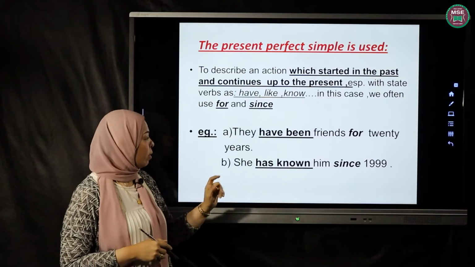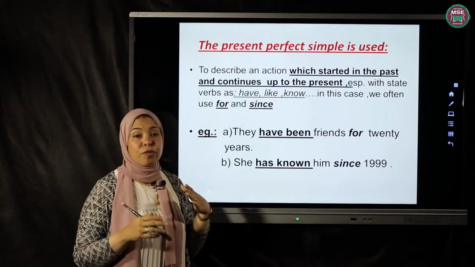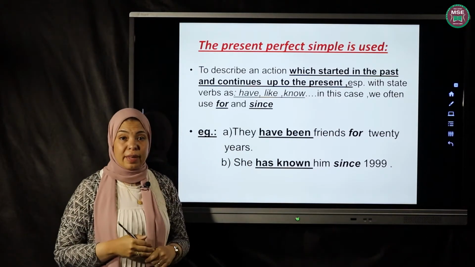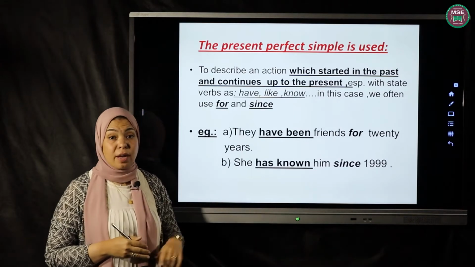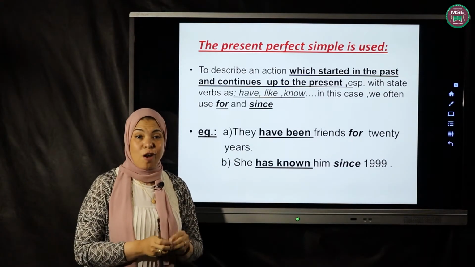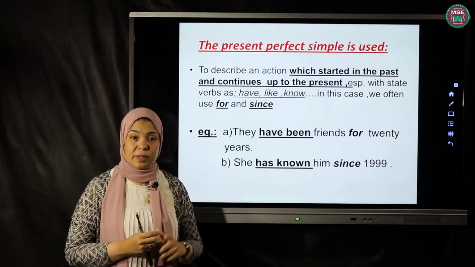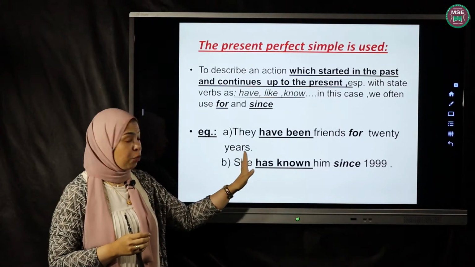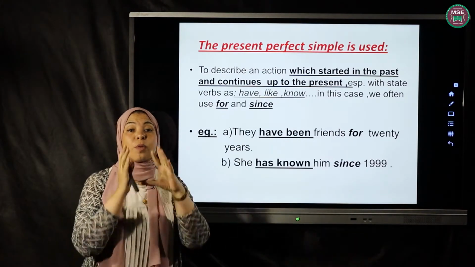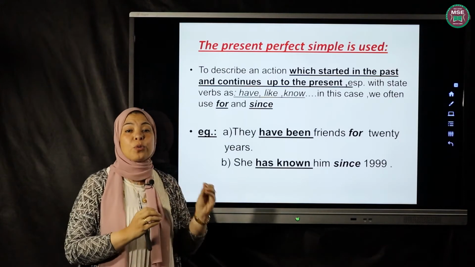Example number 1. They have been friends for 20 years. Here I put the focus on the action of being friends through those years. I didn't put the focus here on the duration. I put the focus on the idea of being friends for 20 years.